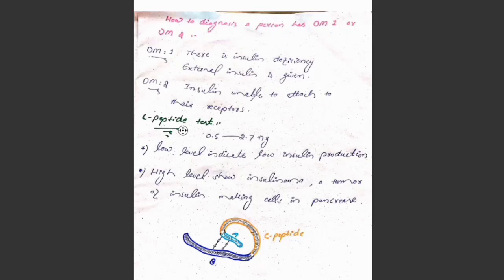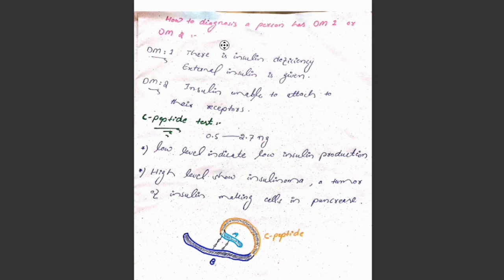So this test is actually performed to differentiate type 1 diabetes mellitus from type 2 diabetes mellitus. Suppose we have a person, he has high blood glucose level, he has also excessive thirst, excessive hunger and excessive urine production. So how will we differentiate whether the person has type 1 diabetes mellitus or type 2 diabetes mellitus?